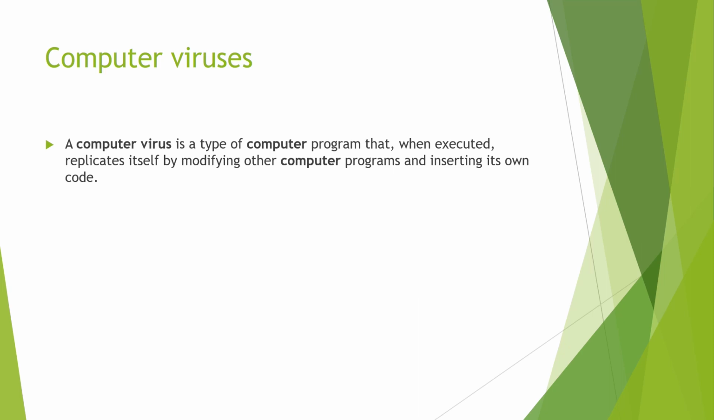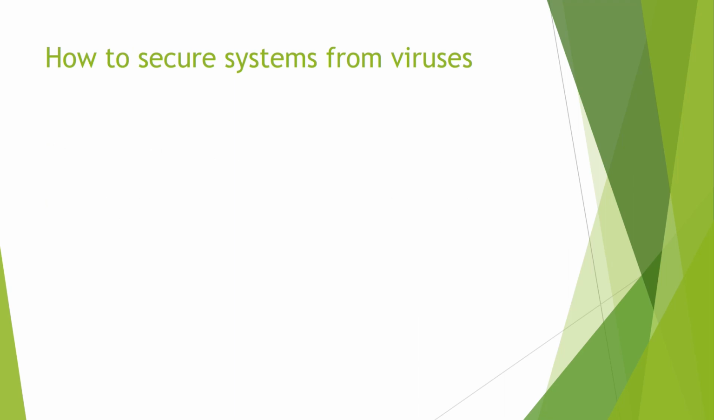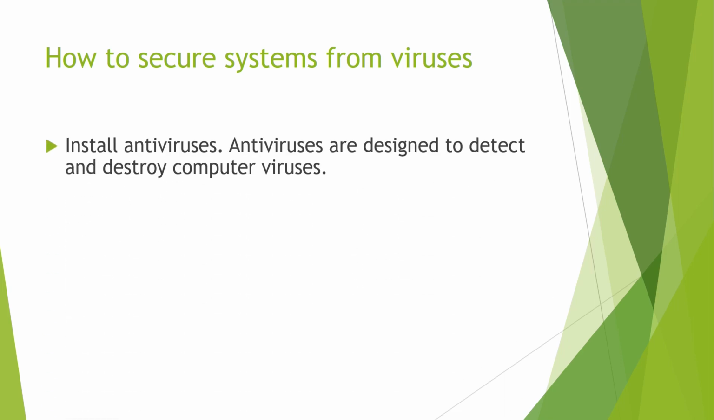When this virus goes into that computer, it will start producing more viruses like itself. These viruses then destroy all the data stored on the computer. Viruses can spread very fast. A single virus can affect thousands of computers at the same time. The question is how to secure systems from viruses. Its simple solution is to install antivirus in your computers.